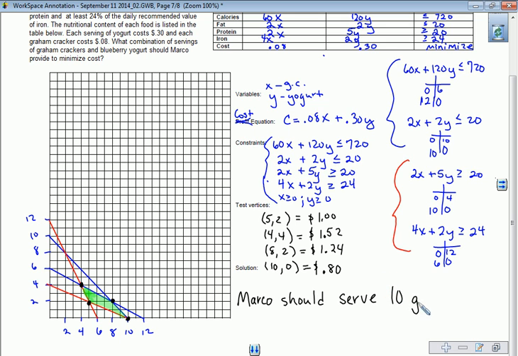We should serve 10 graham crackers per person, for a cost of 80 cents per person.